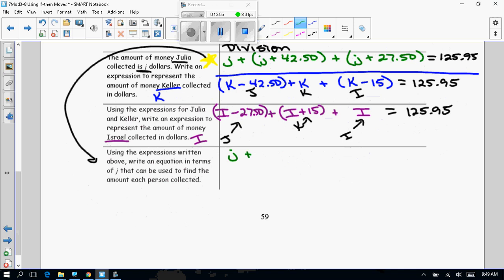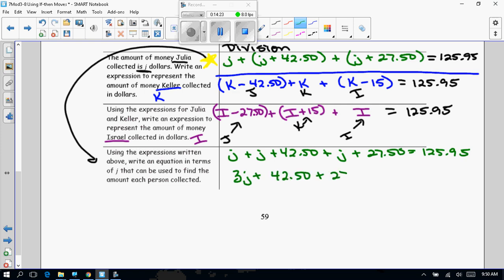So J plus 42.50 plus J plus 27.50 equals $125.95. I took all the parentheses out. The parentheses were there just to show you Julia, Keller, and Israel. All right, so how many J's do we have? I have a 1J plus a 1J plus a 1J, right? I have 3J plus, and I'm just going to leave my numbers out here for a second because I think it might be less confusing to you all.